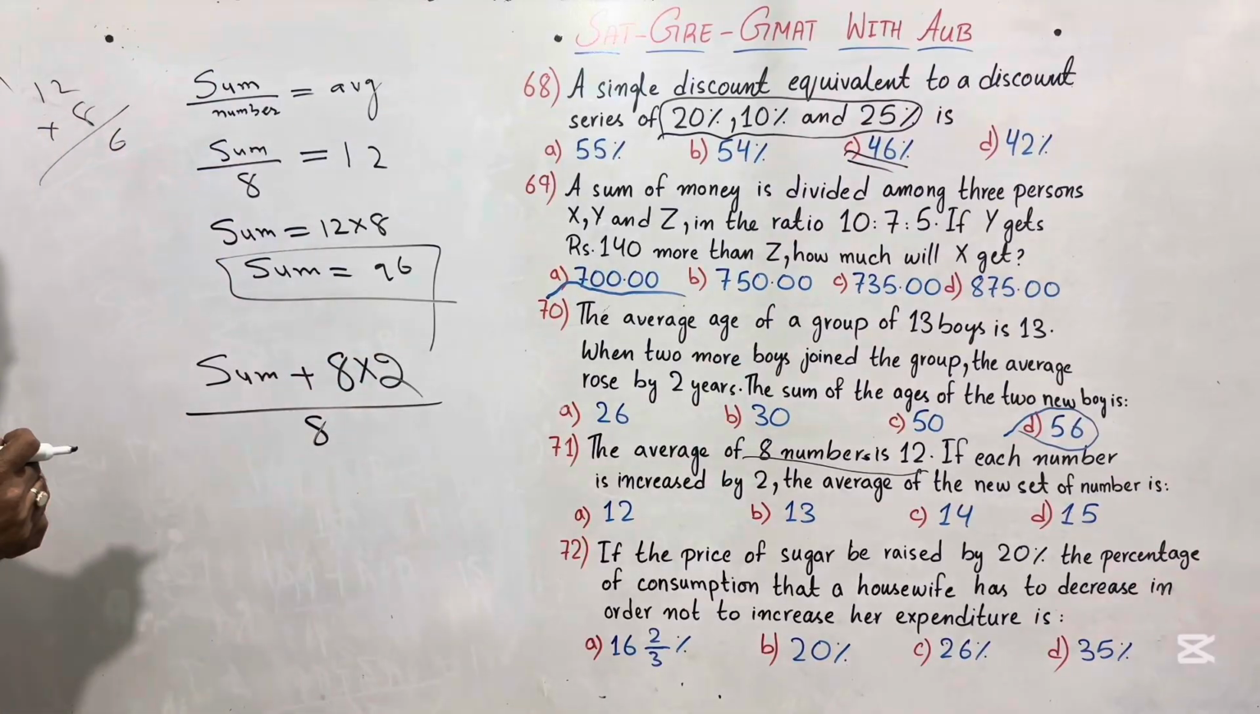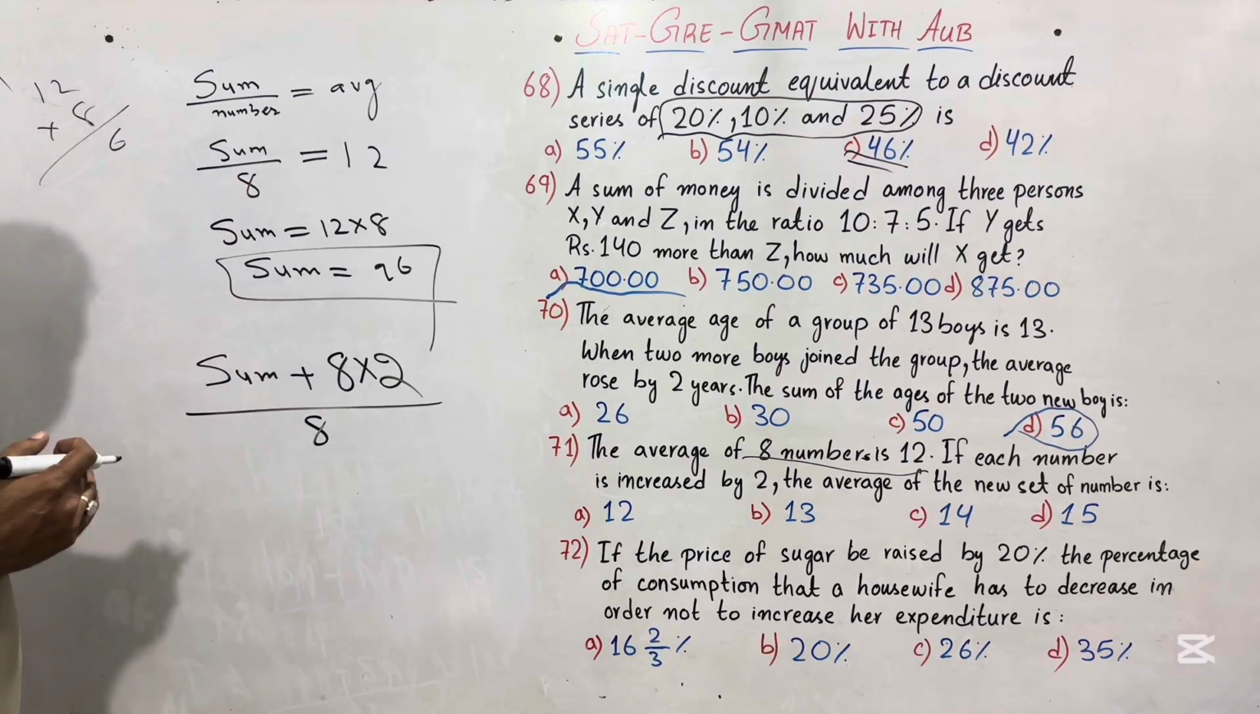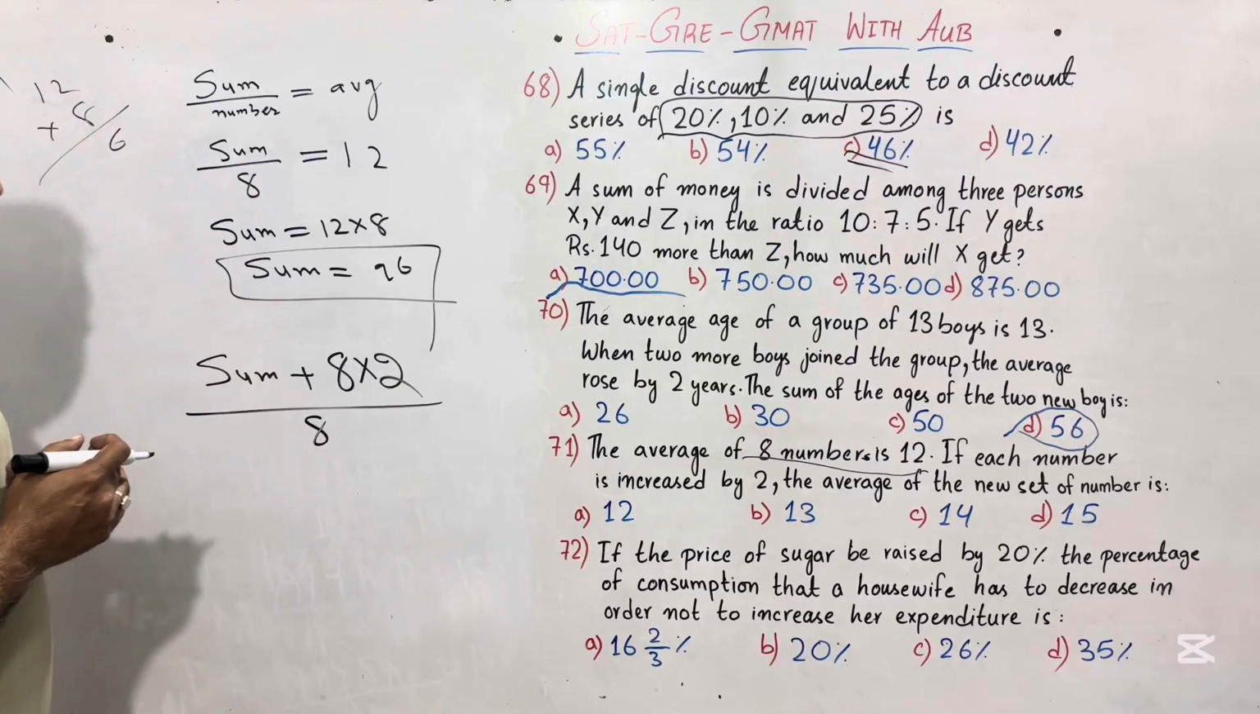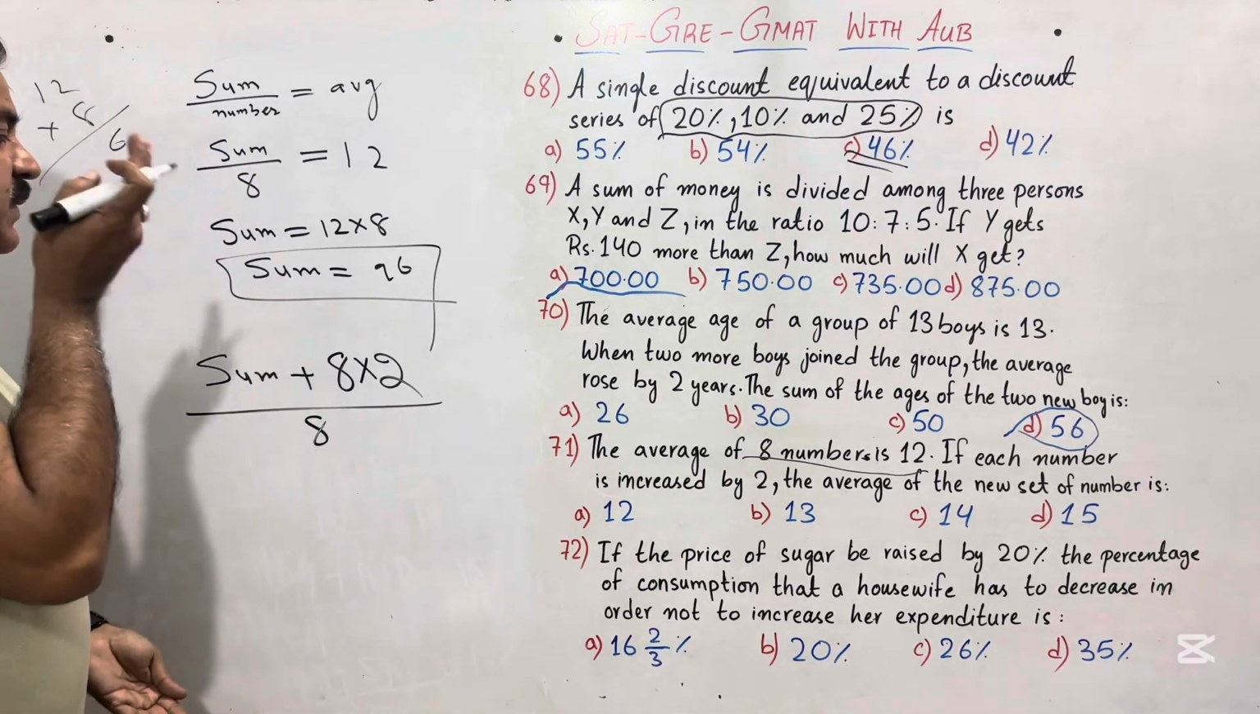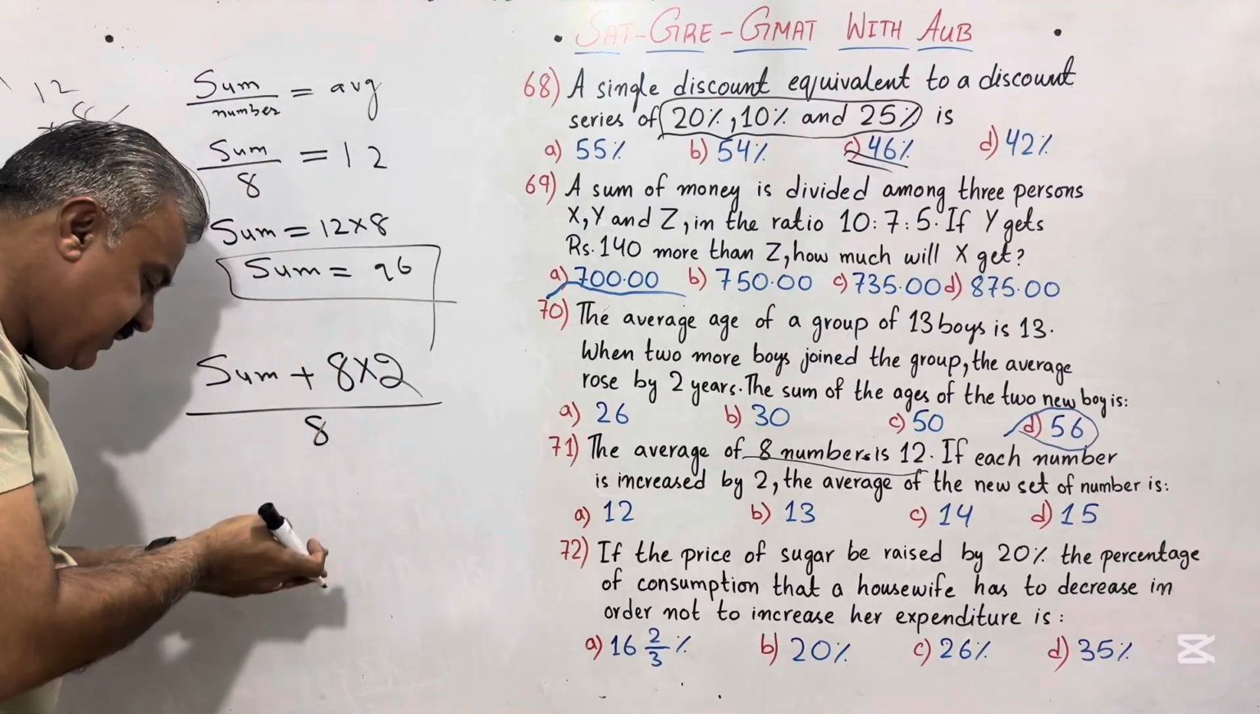Look at it this way. We have been given 8 numbers, and their average is 12. We can easily find out that the sum of all these numbers is 96. Now it is given that each number is increased by 2.